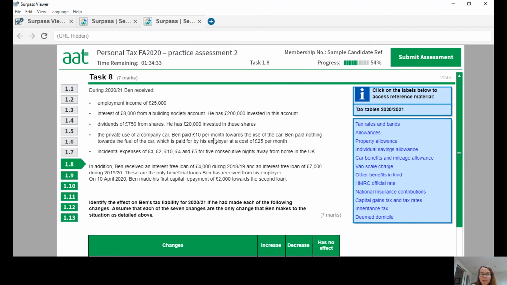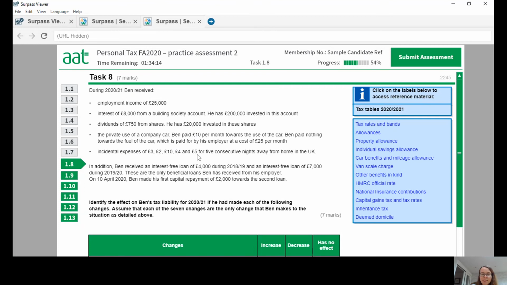He paid £10 per month towards the use of the car. That's efficient. Ben paid nothing towards the fuel. That's the better way round to take advantage of the rules. But he does have a fuel benefit. His employer's paying for that for him.